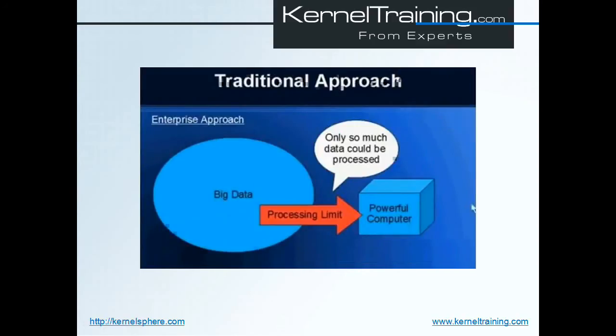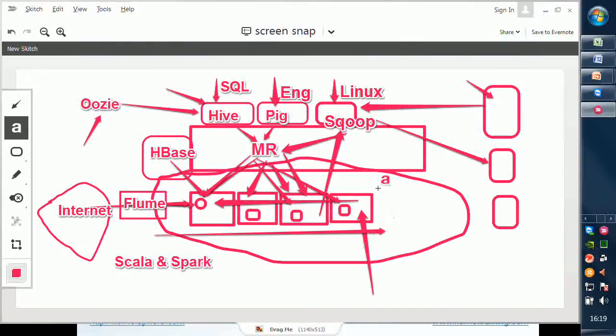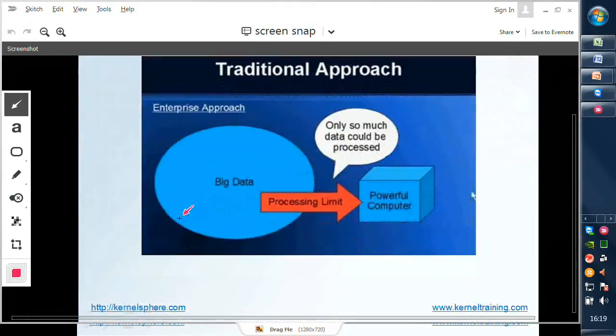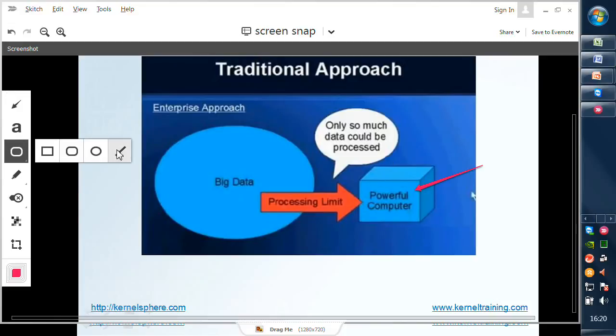Traditionally, what is happening? Here is what is happening, guys. If you have a lot of data, what companies are doing is they're buying some powerful servers and they're adding more RAM, they add more processors, and they add more hard drive. And that is called vertical scaling, guys. The problem with that is there is a limit. You cannot exceed that limit.